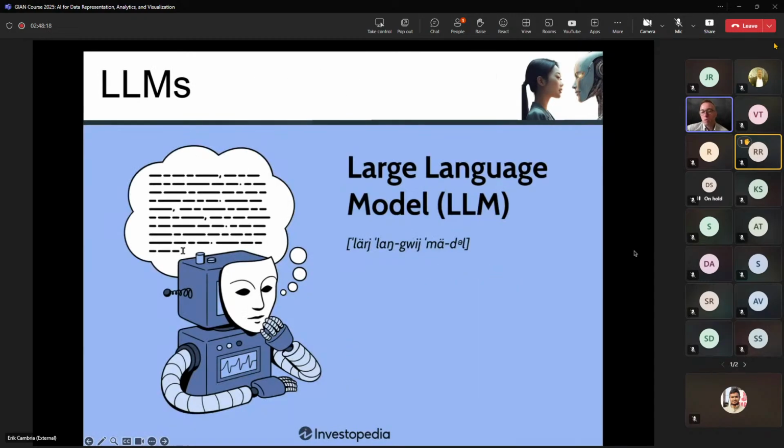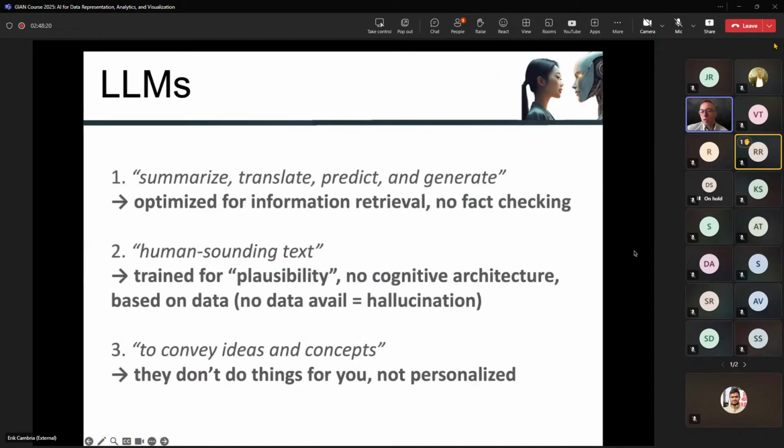For now, a large language model is something that is trained for plausibility, to give you a plausible answer given a question, but it needs to be doing much more than that. It needs to be explainable, it needs to be interpretable, it needs to be doing fact checking, and most importantly, it needs to be able to actually do things for you, not just give you answers.